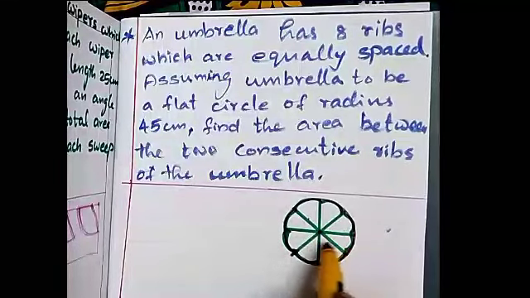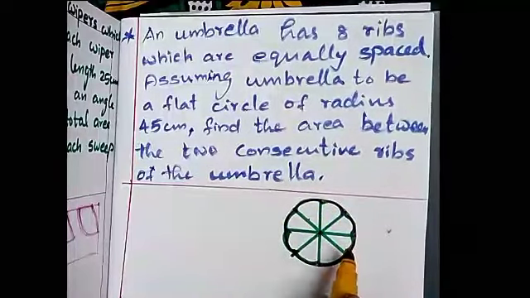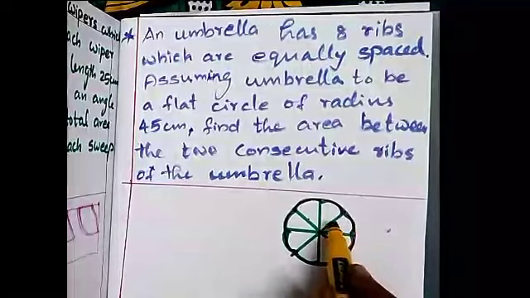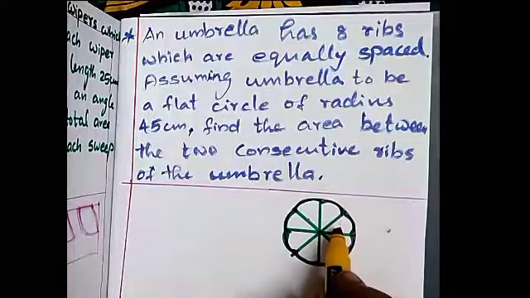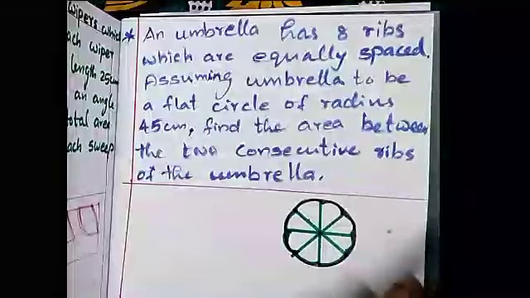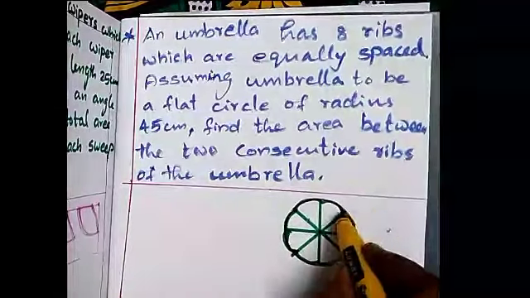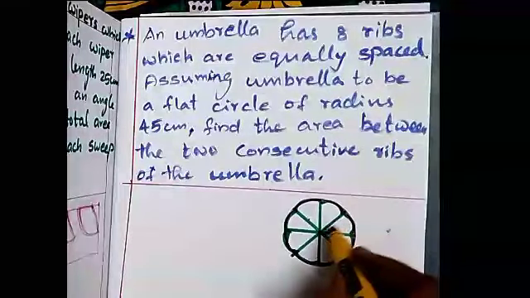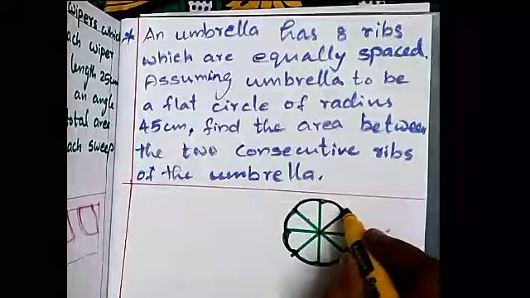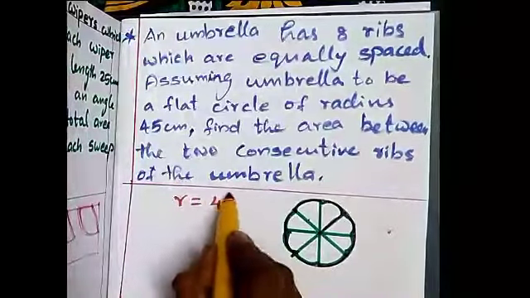And here you can see the 8 ribs, and we are considering this umbrella as a flat circle. These ribs are equally spaced, meaning all the angles here are the same. Each rib has a length of 45 centimeters, or otherwise the radius of the circle is given as 45 centimeters.